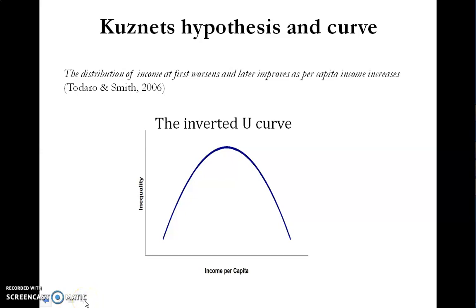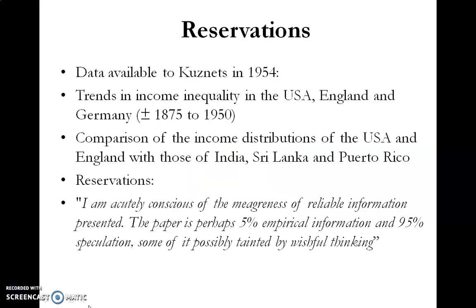I won't spend too much time focusing on this relationship between growth and inequality from Kuznets' perspective. You can read up on some of the reservations of Kuznets' hypothesis. Even he himself states his own reservations where he says, "I am acutely conscious of the meagerness of reliable information presented. The paper is perhaps 5% empirical information and 95% speculation, some of it possibly tainted by wishful thinking." What an honest researcher.